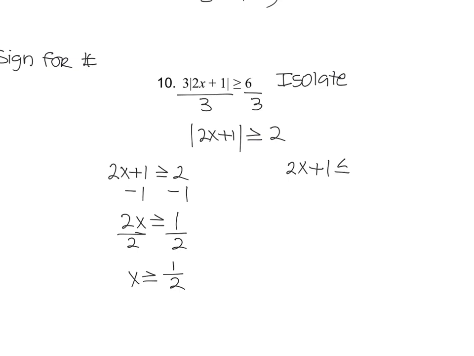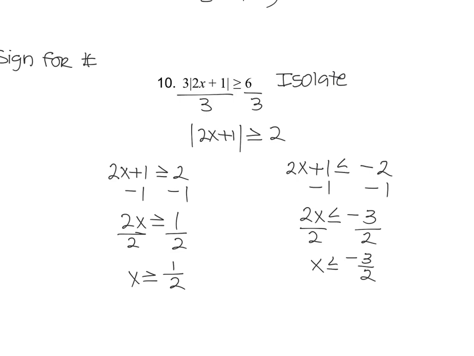Okay. For our second inequality, we keep the 2x plus 1, we flip our inequality to less than or equal to, and we flip the sign of our number to -2. So now I'm going to subtract 1 from both sides, so we get 2x is less than or equal to -3. We're going to divide both sides by 2, and we get that x is less than or equal to -3/2, because again, -3 divided by 2, not a whole number. So we leave it as a fraction.